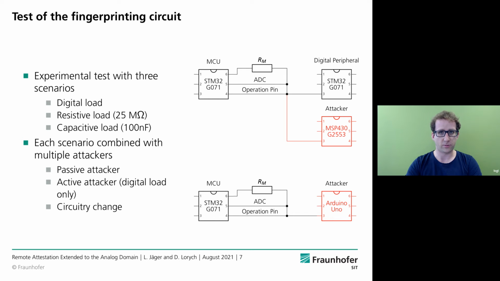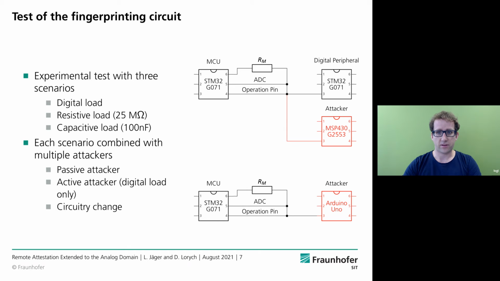One of the scenarios was a digital load that models a lot of digital peripherals like the TPM, for example, or also possible would be an SPI slave. And also a resistive load was tested with 25 megaohm resistors, and capacitive loads too, with a 100 nanofarad capacitor. And each of these test scenarios was combined with three kinds of attackers.